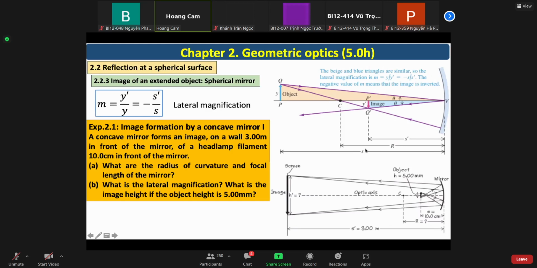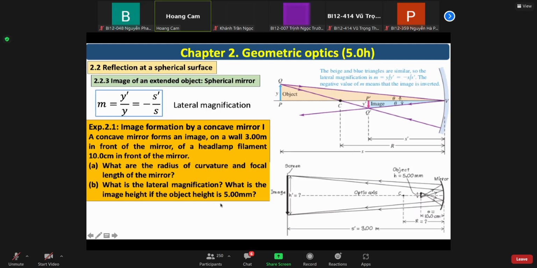So in order to do that, you just follow the formulas which show the relationship of the object distance, image distance, and the radius of curvature of the reflection of the spherical surface. So pay attention, only for reflection, we have this formula. For refraction, we will have a different formula. Okay, so pay attention to that.